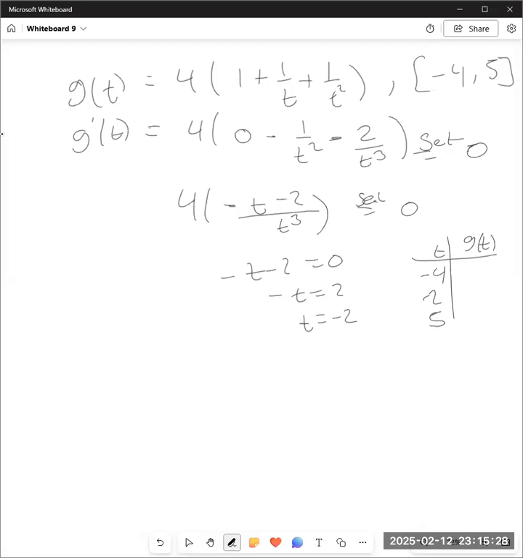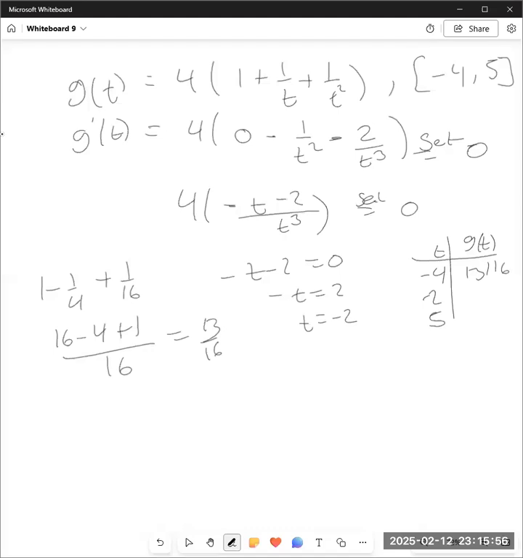So either this needs to be x or those need to be t's. I assume those are supposed to be t's. So let's see, 1 minus a fourth plus a 16th is 16 minus 4 plus 1 over 16, which is 13 over 16.